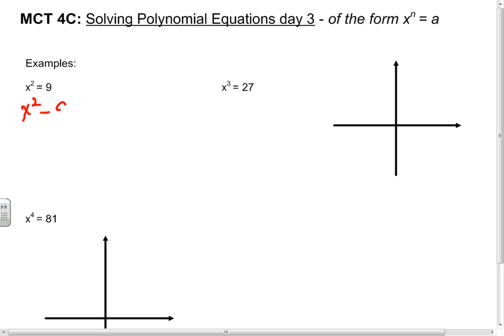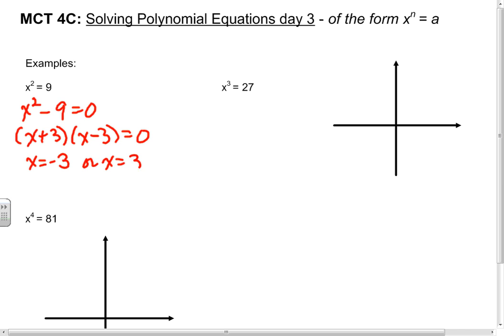X squared, subtracting 9 from both sides, I have this problem to solve. And if I were to factor that, it would be x plus 3, x minus 3 equals 0, where I have two answers: x equals minus 3 or x equals 3.